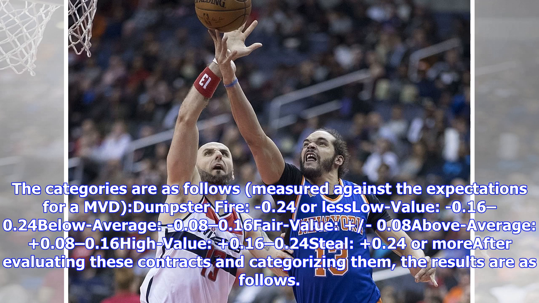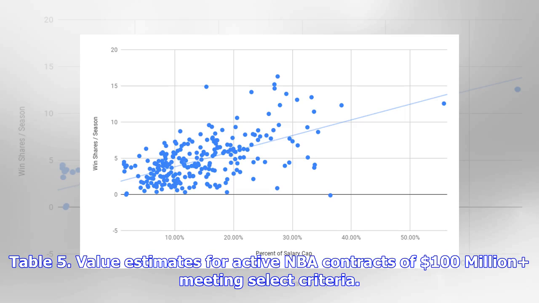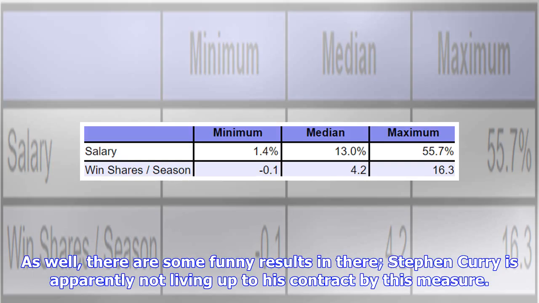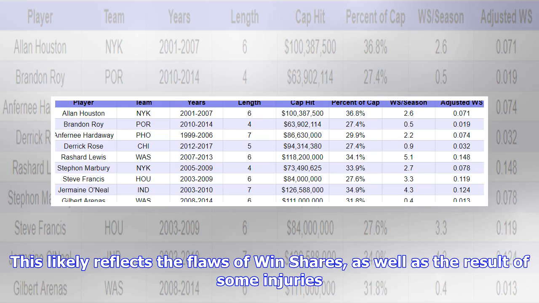After evaluating these contracts and categorizing them, the results are as follows. Table 5. Value estimates for active NBA contracts of $100 million meeting select criteria. Keep in mind, these represent the value teams have gotten out of the contracts so far. They do not project the value going forward. As well, there are some funny results in there. Stephen Curry is apparently not living up to his contract by this measure. This likely reflects the flaws of win shares, as well as the result of some injuries.